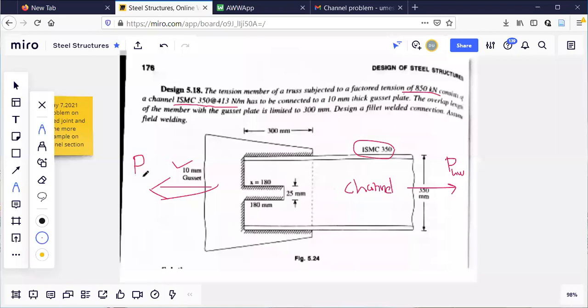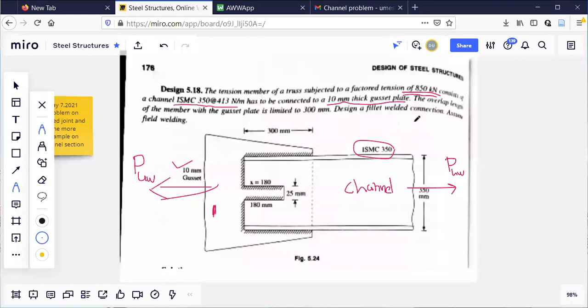Means this value is given in the problem directly. The force to be carried by this joint is 850 kN. Okay, it is given here. See this, it is given here, 850 kN. It consists of an ISMC. When you see the last alphabet, C means it is a channel. It has to be connected to a 10 mm thick gusset plate. This is the gusset plate, which is 10 mm thick.